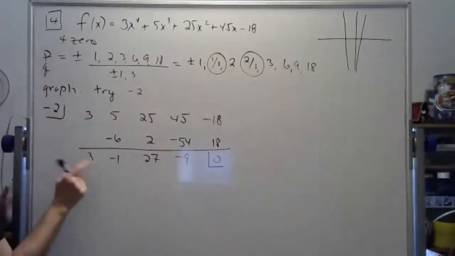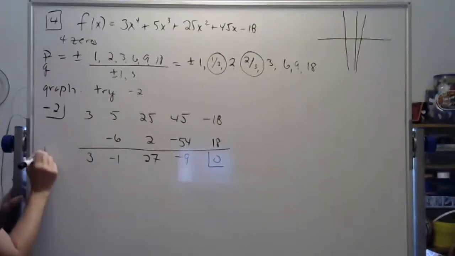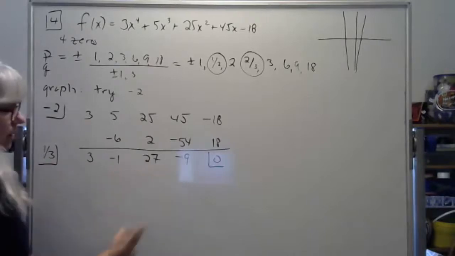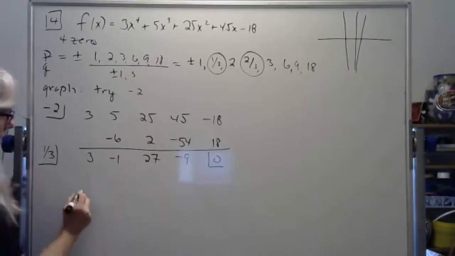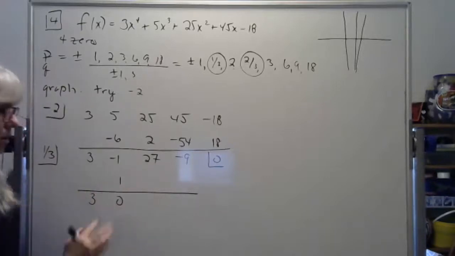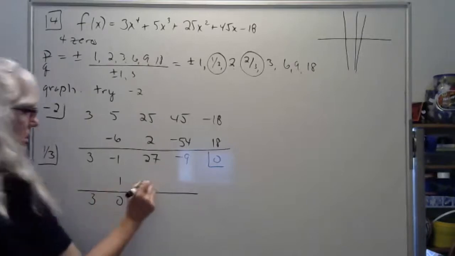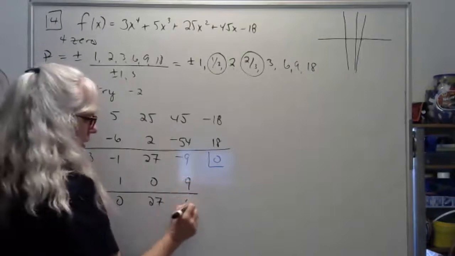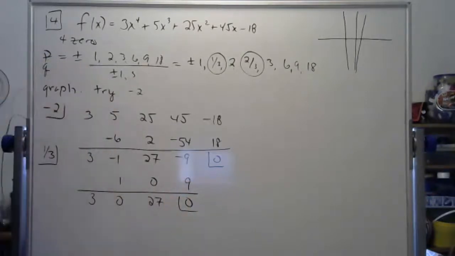And again, I don't need to go back to the original. It's important that you work on the depressed equation. So I'm just going to pick up the coefficients I already have. Don't rewrite anything. You don't need to. Just pick up what you've already got. So we'll bring down our 3. Multiplying 1/3 times 3 is 1. That gives me a 0. Fine. 0 times 1/3 is 0. 1/3 of 27, sure enough, is 9. And that gives me my remainder of 0. So your 1/3 was a good guess.